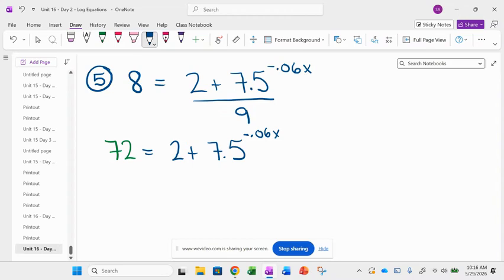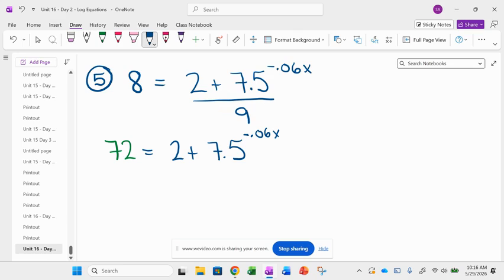Can I add the 2 and the 7.5 and get 9.5? How many people say yes, we can? Let's add the 2 and the 7.5 and get 9.5. How many people say no? Why not? Why can't I add them? Charlie? Yeah, because the 2's not raised.